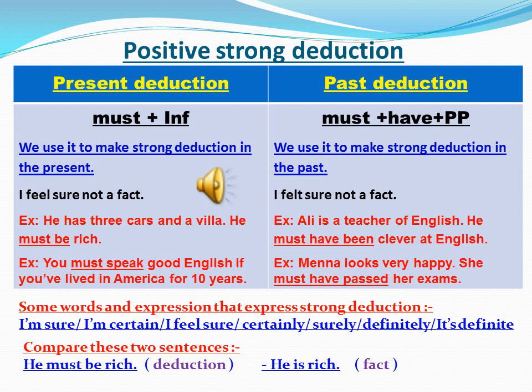But look at these two sentences. Compare these two sentences. He must be rich, and he is rich. He must be rich: I deduce that he is rich. But in the second example, he is rich: I know that it's a fact that he is really rich.